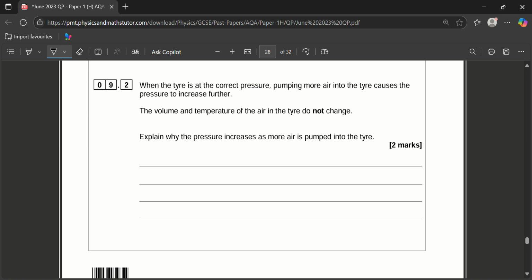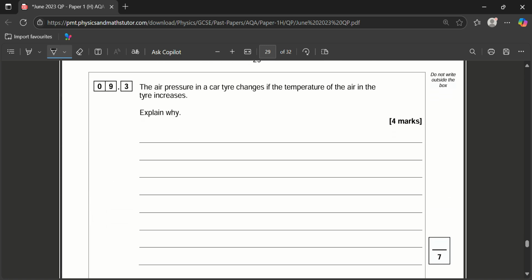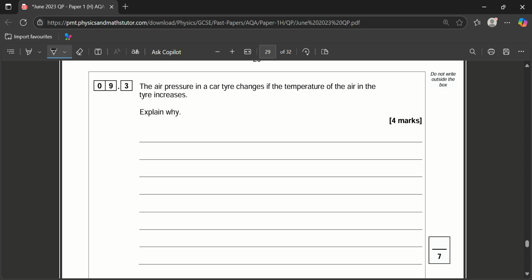9.2. When the tire is at the correct pressure, pumping more air into the tire causes the pressure to increase further. Volume and temperature of the air in the tire do not change. Explain why the pressure increases as more air is pumped into the tire. Well, there's going to be more air particles in a unit volume, and therefore there will be more collisions, specifically collisions with the tire walls. Hence the pressure rises.